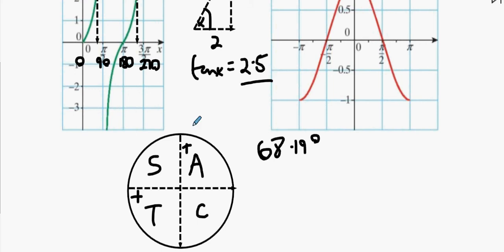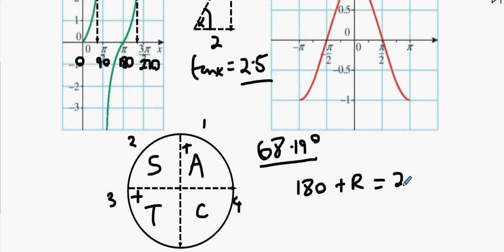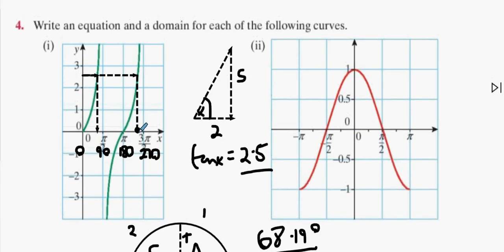And what's the rule for quadrant 3? I gave us all the rules. No, it's 180 plus R. So what is 180 plus 68.19? 248.19. Is that roughly what we're expecting this to be? That point there? Close to 270, wasn't it?